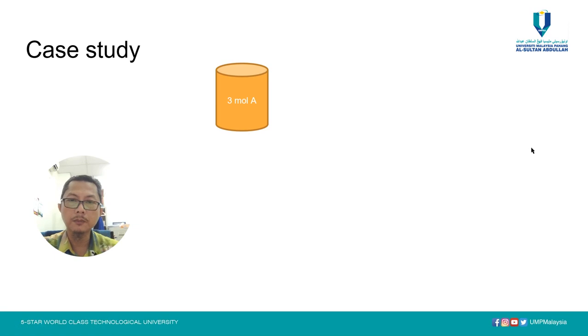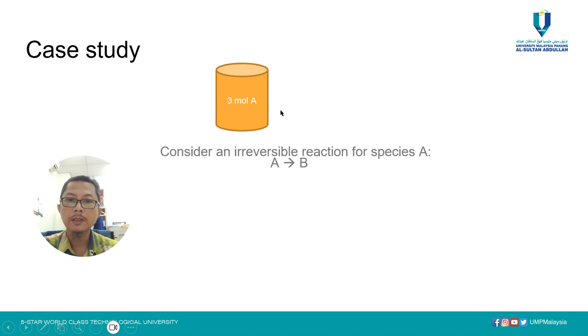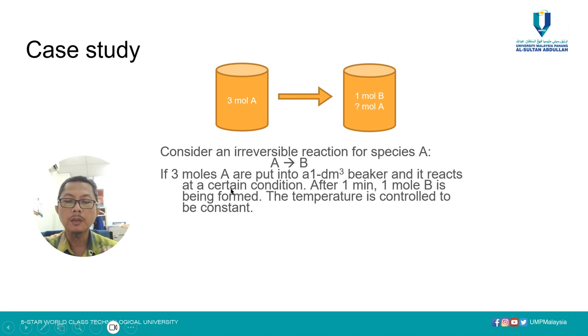Assume we have this example. Initially we have 3 mole of A, and assuming we have a very simple reaction, isomerization from A to form B. This isomerization is a change of molecule configuration. Initially we have 3 mole of A, and then 1 mole of B is formed from the A. So how much A is missing from the initial condition?